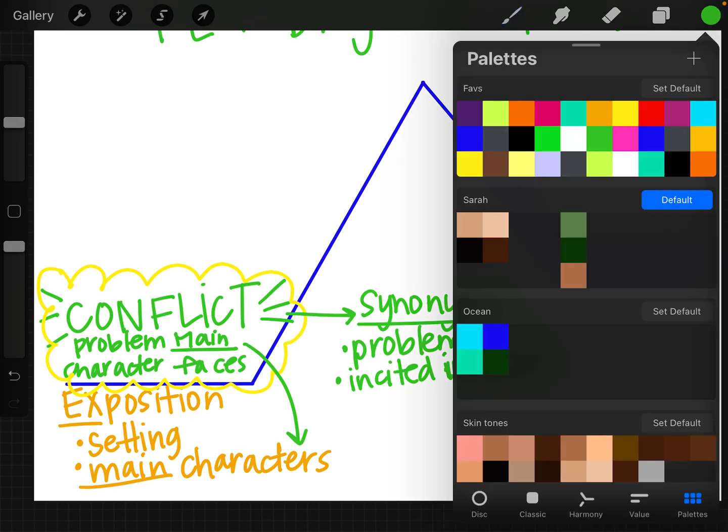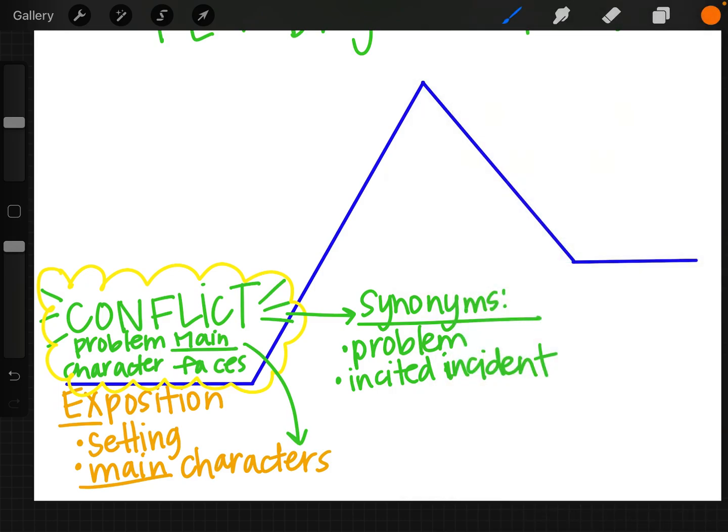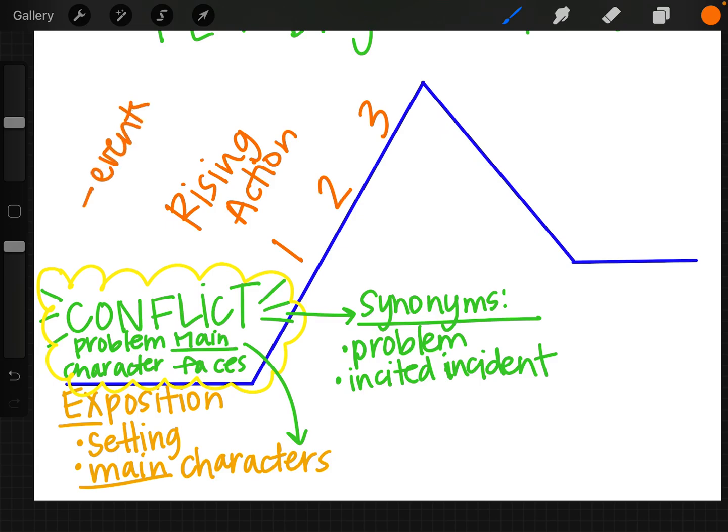All right, next part. I use orange. Now we have what's called the rising action. Now, there is no correct number of events that occur, but usually there are 1, 2, maybe 3 main events. I'm going to write it above here because I'm running out of room. Events that lead to the climax. And you're like, well, what the heck is a climax? Well, I'm going to get there.